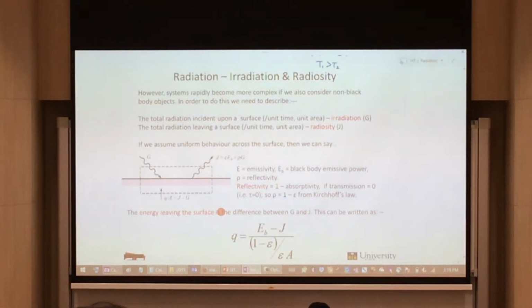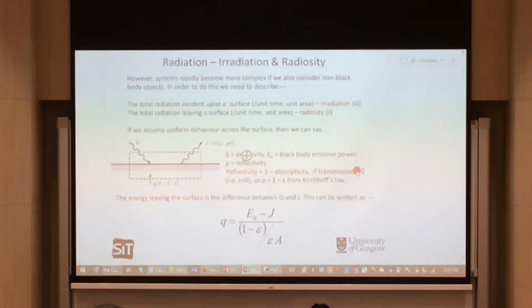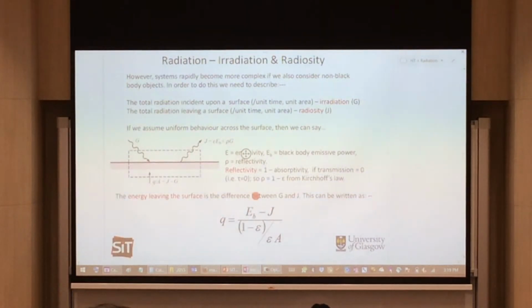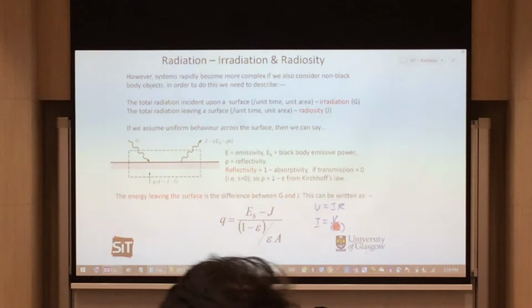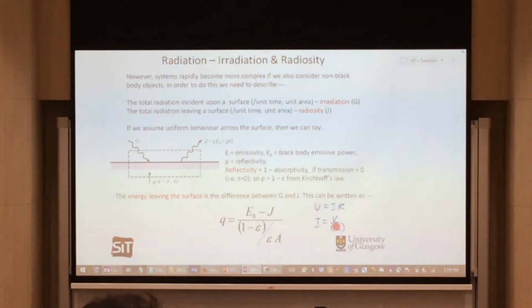Okay, let's have a look at this now. I'm going to derive this equation over here. This equation is critical because it relates to what we were very familiar with. Remember, V is equal to IR. We drew that analogy in conduction. I is equal to V over R, where we were talking about how we can get thermal resistance for conduction and convection. In radiation, there's also this thing that's called radiation thermal resistance.